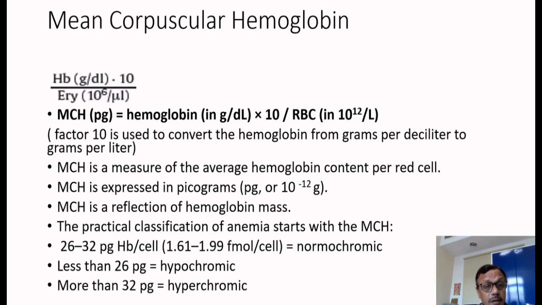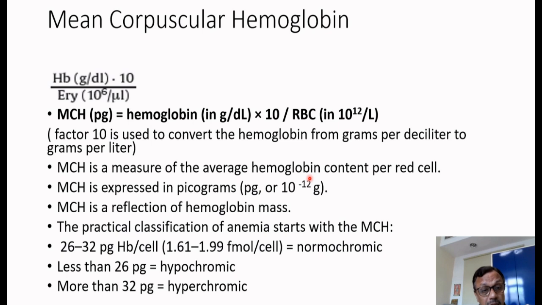One more reason why you should know your hemoglobin value: if you know the hemoglobin value, you will be able to calculate the MCH. What is MCH? MCH is the measure of the average hemoglobin content per red blood cell.